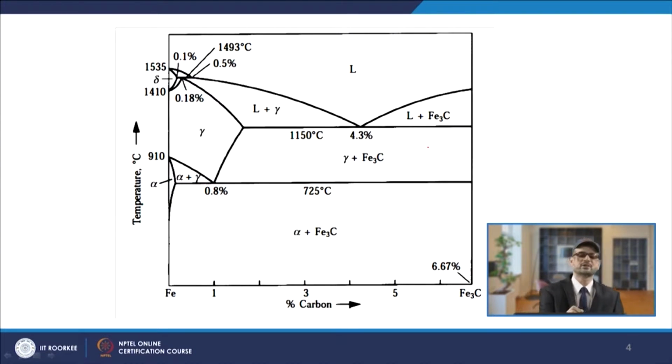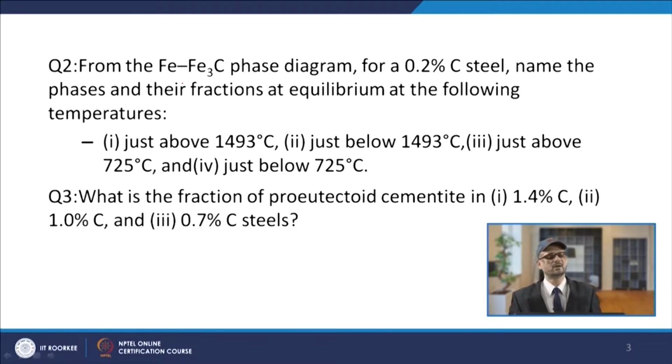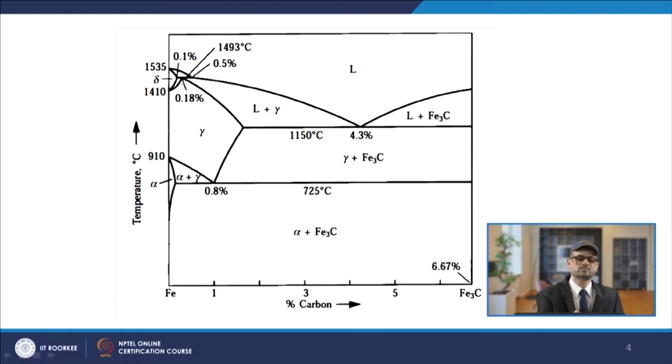Now, this temperature is 1493 degree centigrade, and we are talking about the composition, that is 0.2% carbon steel. So, this is 0.18. You will have 0.2 here, and for 0.2 and just above this it is going into this zone. This zone is delta plus liquid. So, this side it is liquid. So, you will have delta as well as liquid.